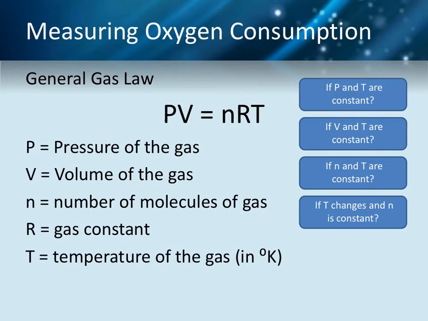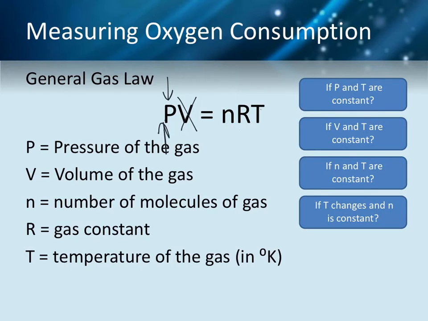What if we keep the volume and the temperature constant? So again, we're going to ignore this R value right now, and we're going to cross out the volume and the temperature. What happens with the number of molecules and the pressure? If we increase the number of molecules, the pressure will have to increase. If we decrease the number of molecules, the pressure will have to decrease. Hopefully that makes sense.